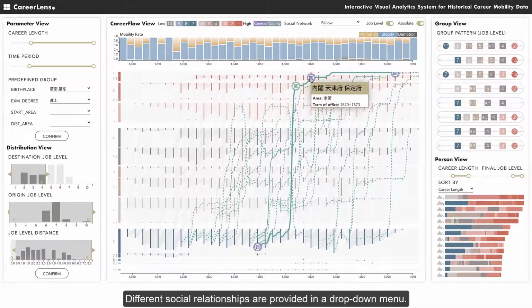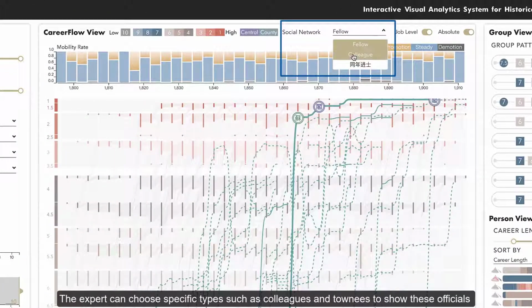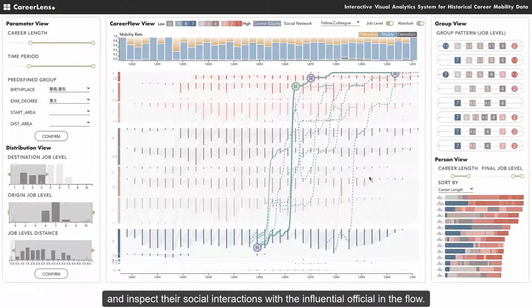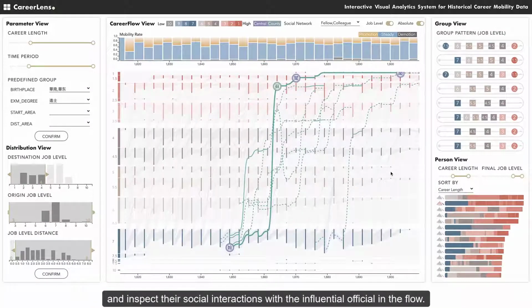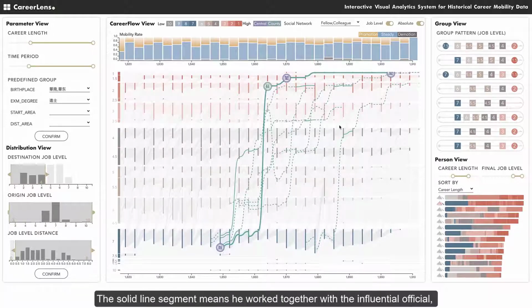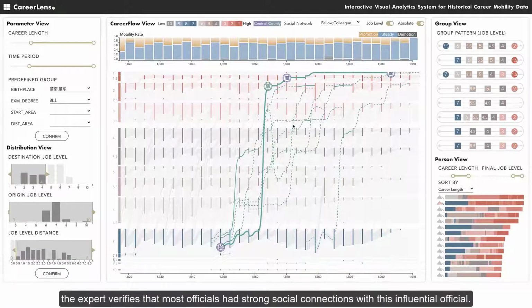Different social relationships are provided in a drop-down menu. He can choose specific types such as colleagues and trainees to show these officials and inspect their social interactions with the influential official in the flow. Most of them ended up with high positions. The solid line segment means he worked together with the influential official, and the dashed line segment means they did not work together. Hovering on these threads to get more information, the expert verifies that most officials had strong social connections with this influential official.